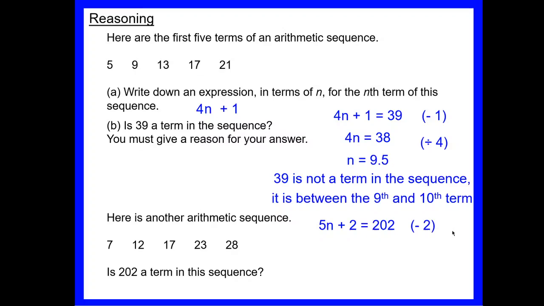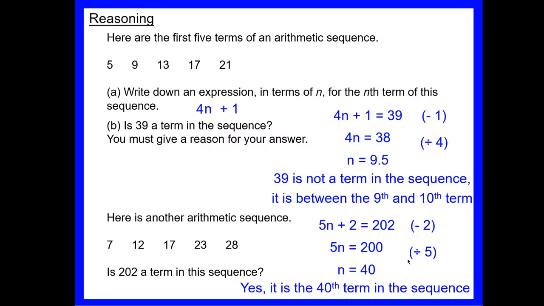So we're going to subtract 2 from both sides. 5n is equal to 200. Then to get n on its own, we need to divide by 5. So n equals 40. Now 40 is a whole number. So again, our reason: yes, it's the 40th term in the sequence. If n becomes a whole number, then that's the term that our value is. So 202 is the 40th. If I kept writing this sequence out until I got to the 40th number, that would be 202. Make sure you're happy with that. Read it through again if you need to.